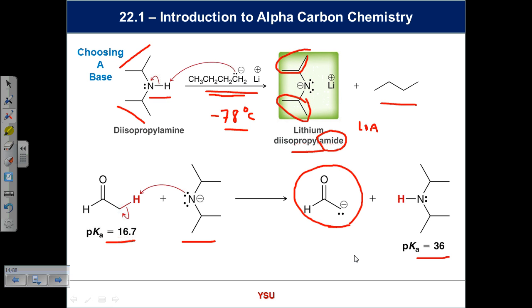Moving on. Weak base, equilibrium. Strong base, right-hand side completely favored. That is the take-home from today.